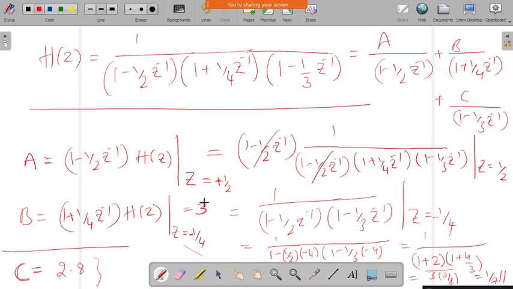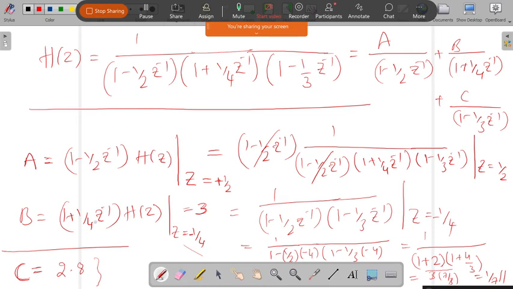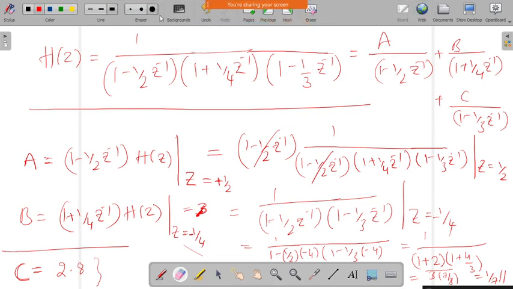Is it 1 by 7 the value? Anybody got 1 by 7? Hello, anybody got 1 by 7 or any other different value? Yes, sir. 1 by 7. Okay, so similarly c, find out.